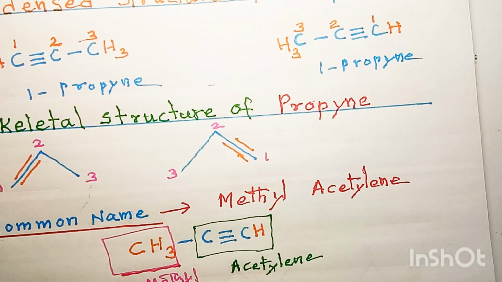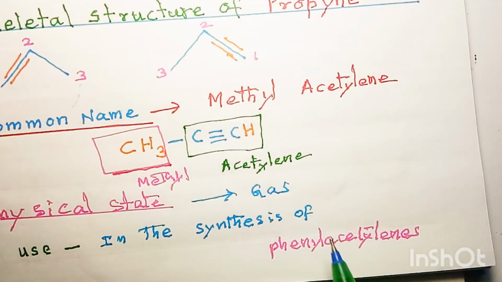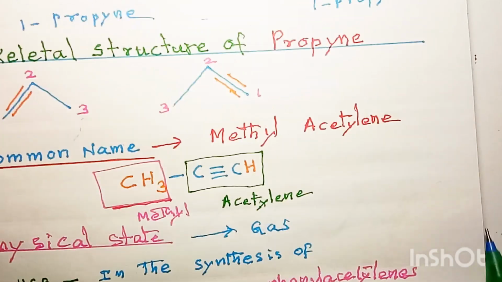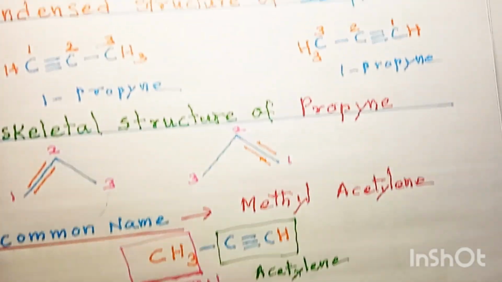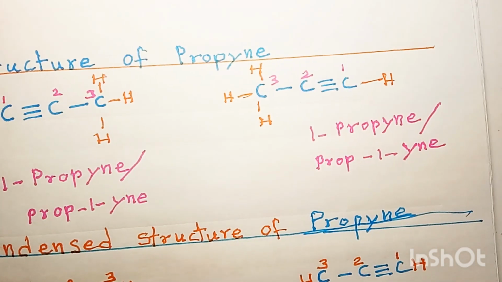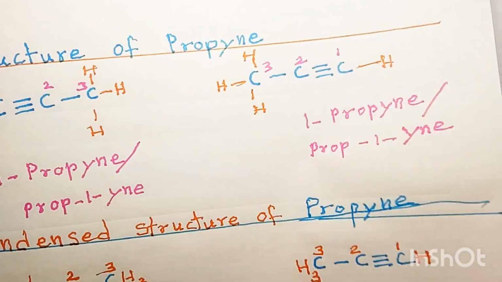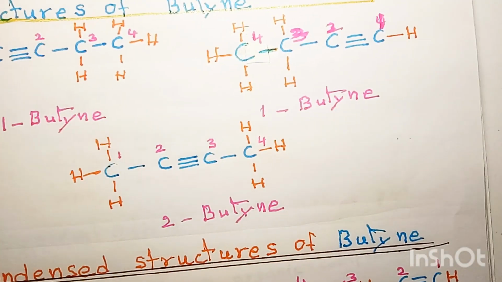1-propyne. Physical state: it is a gas. Uses: it is used in the synthesis of phenyl acetylenes. So this is about propyne, which has only one structure, that is 1-propyne. Now let's see the next structure.